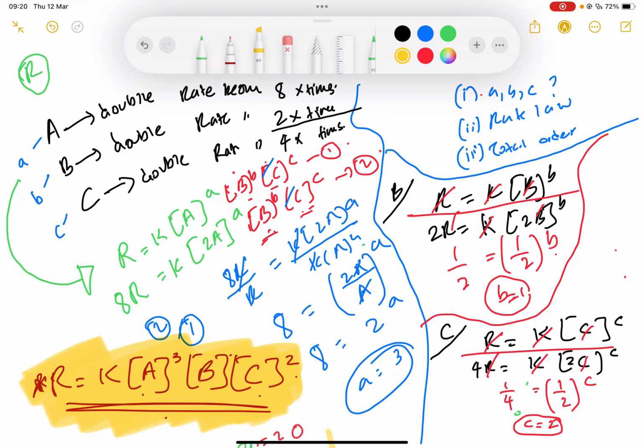Now look at this Roman number 3. Roman number 3 is asking for the total order of the reaction. Total order means you have to add the rate orders of the individual reactants. The rate order of A is 3, B is 1, C is 2. Then 3 plus 2, 5, 5 plus 1, 6. It's the total order. This is the most common question asked.